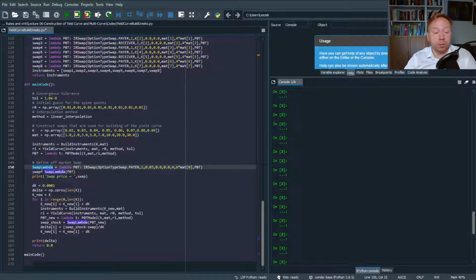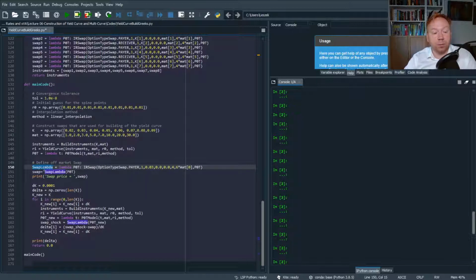So this is the first part, and we would also like to hedge the swap. So we would like to see the sensitivity of the swap to all the market instruments that are used to calibrate the curve. Essentially, we have a curve consisting of market instruments. Now we have an off-market swap, which is not specified as a building instrument for the curve. And we would like to see the sensitivity of this off-market swap to all the market instruments we have here.